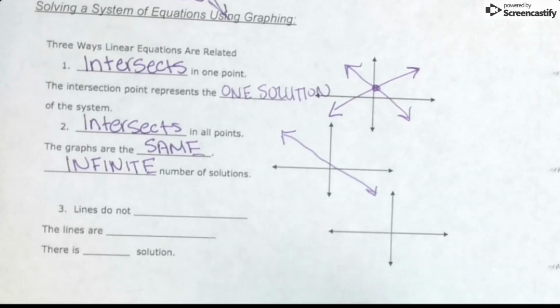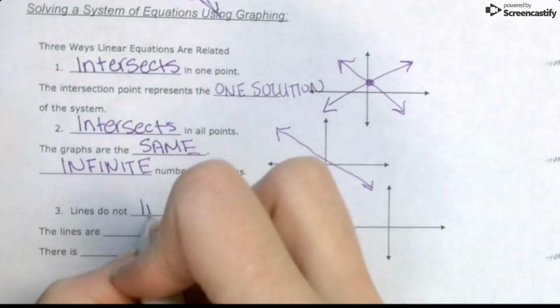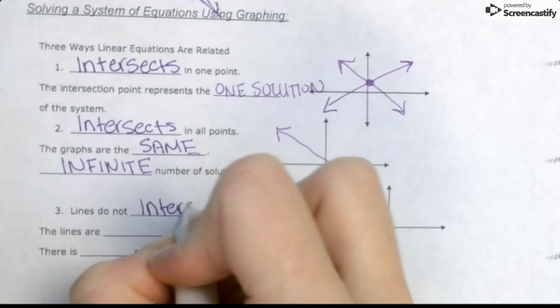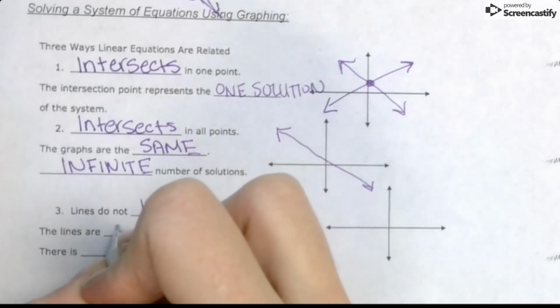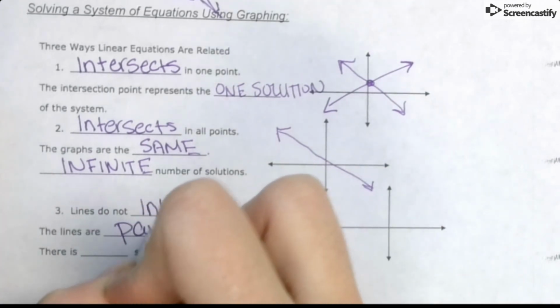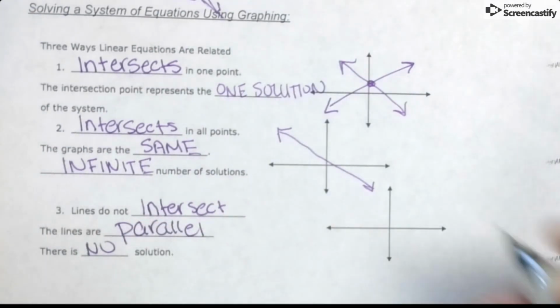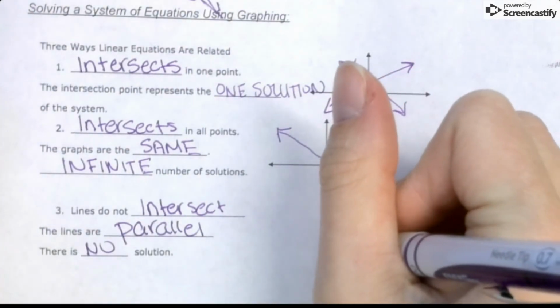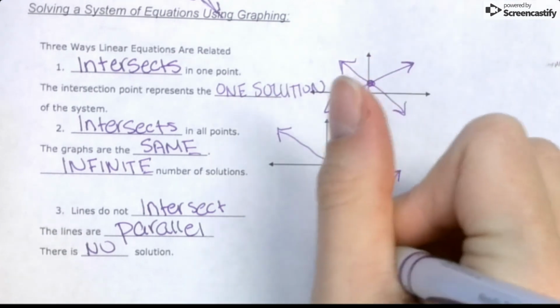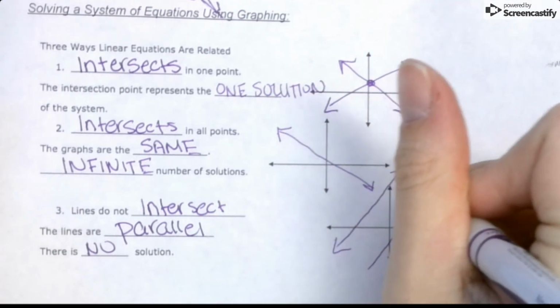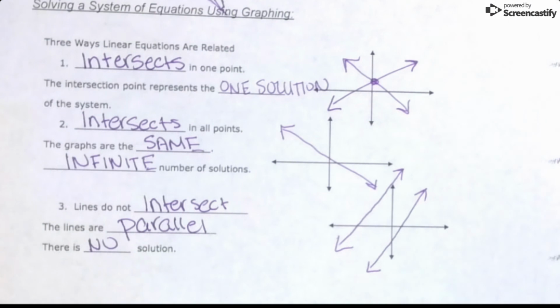Okay? Then the last one is they do not intersect at all. This is what we call parallel lines. And there is no solution. So you're going to draw any two lines that are super straight, hopefully better than mine, and would never intersect.